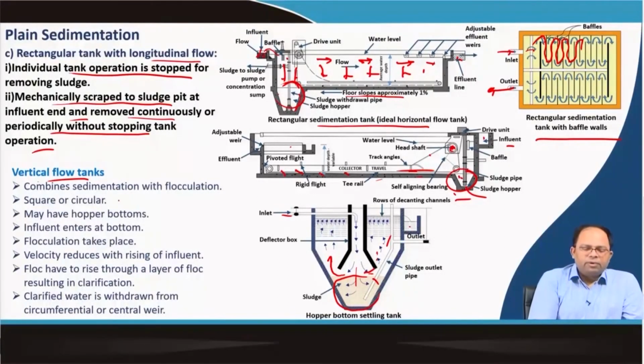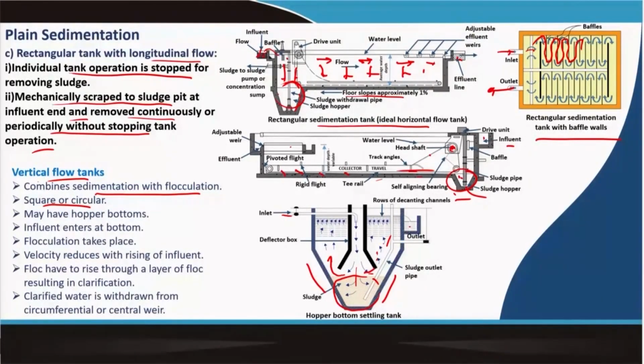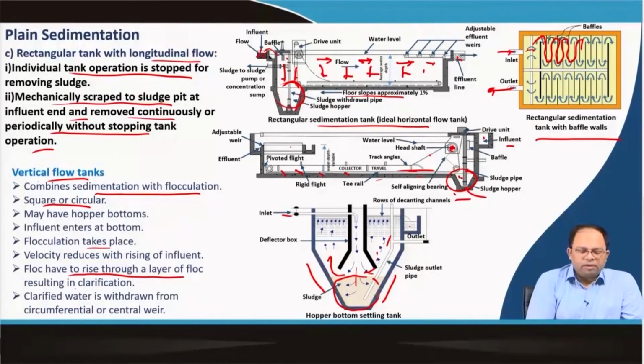So, vertical flow tanks are a combination of sedimentation and flocculation. They could be square or circular in shape. They may have a hopper bottom; this kind of shape is called a hopper bottom. Influent enters at the bottom, flocculation takes place, and velocity reduces with the rising of the influent. Flocs have to rise through a layer of flocs, resulting in clarification, because flocculation is happening and some amount of floc is there.